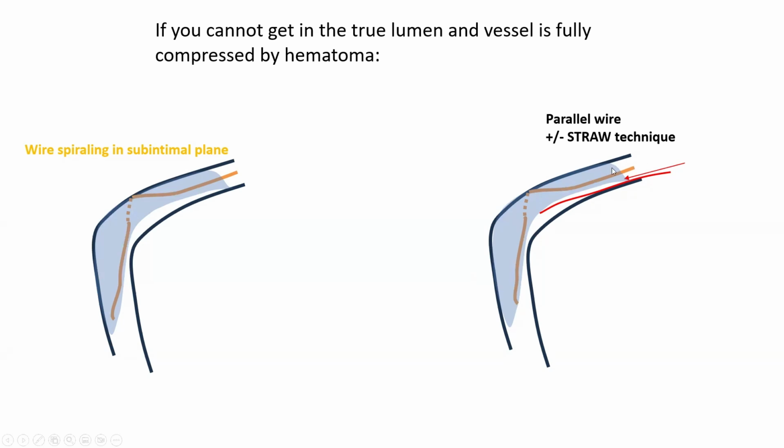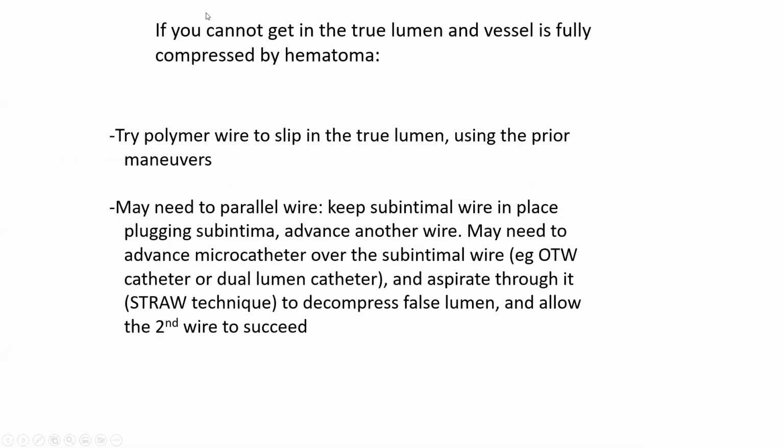So you advance a microcatheter over that wire that is in the subintima, particularly a dual lumen microcatheter like a Sasuke, and you aspirate via that dual lumen catheter to collapse the subintima. This is what we call the straw technique. We decompress the false lumen, and this will allow that second wire to succeed in going into the true lumen.